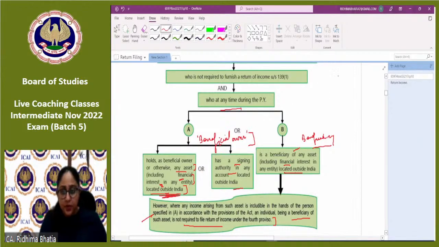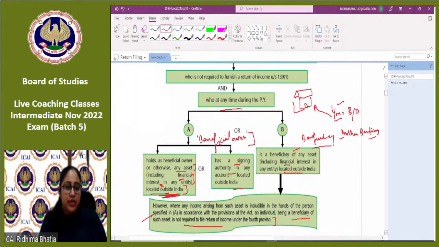So, ma'am, example, now we will take the example of you only. So, you are the beneficial owner and your mother is the beneficiary. Both are ROR number 1. Okay? You have a house located outside India. Where is your favorite country? So let's take Singapore. Okay. So I have a house in Singapore and you are the owner of that house. Okay. You are the owner of that house. So you are the beneficial owner.